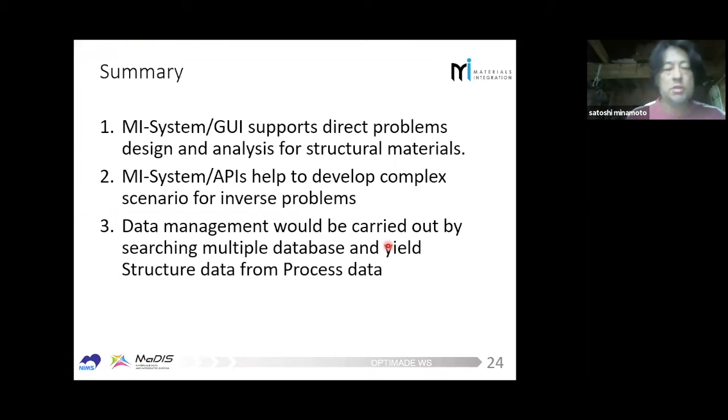Thank you very much. So this is the summary. Our system GUI supports the direct programs, and APIs help to develop very complex scenarios for inverse programs. The data management will be carried out by searching multiple databases, and structured data generalization is very important in order to understand the performance of structural materials. Thank you.